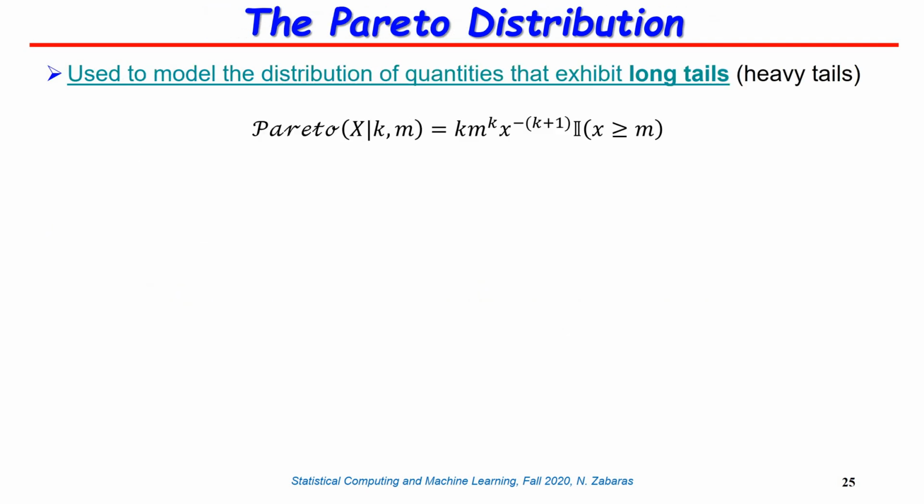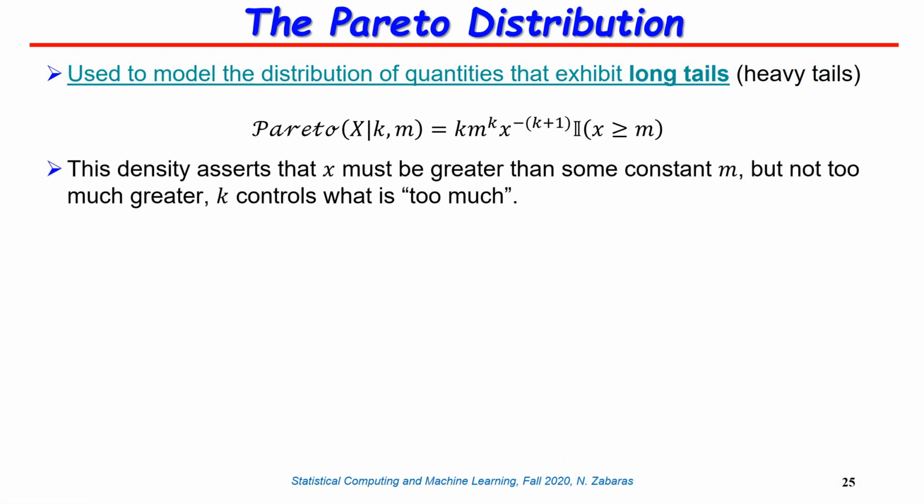Okay, let me give you the last distribution for this lecture. This is the Pareto distribution. It has this interesting form. It has two parameters, k and m. This is the indicator function. So this distribution is defined for x greater than or equal to m. So this density only assigns probability when x is greater than m. But how much greater than m is defined by this coefficient k.